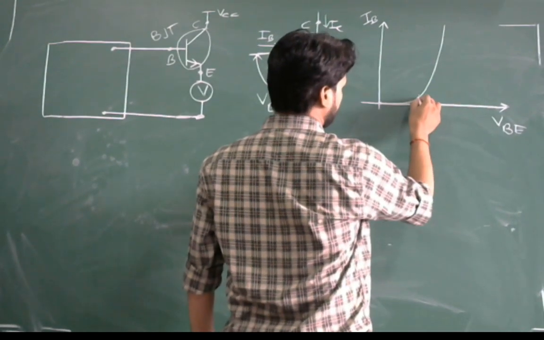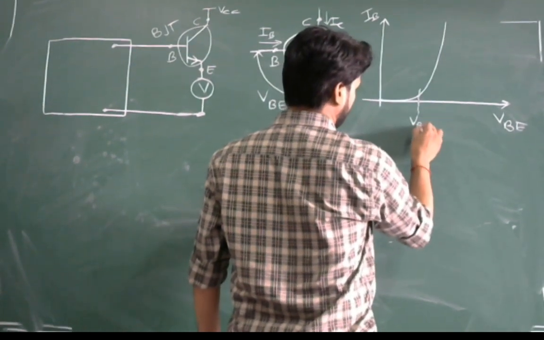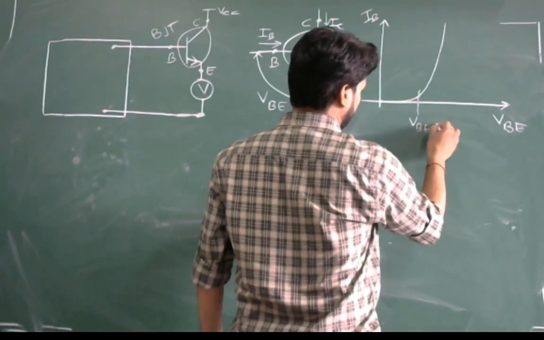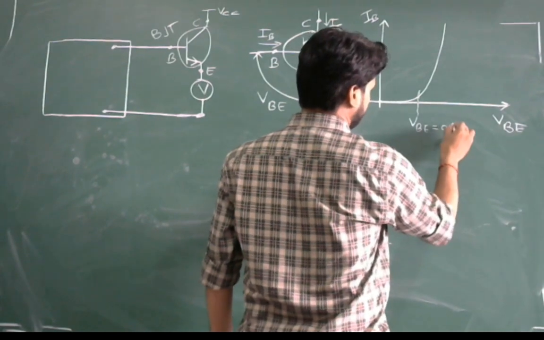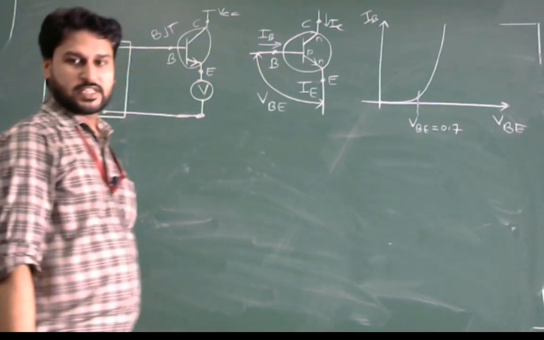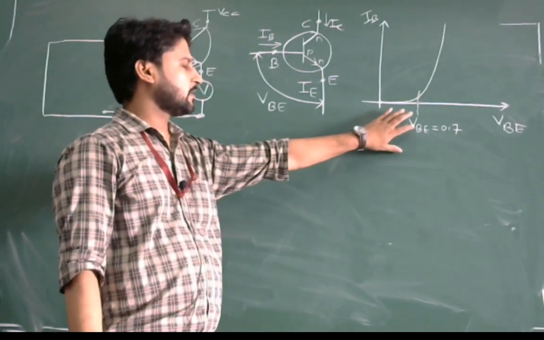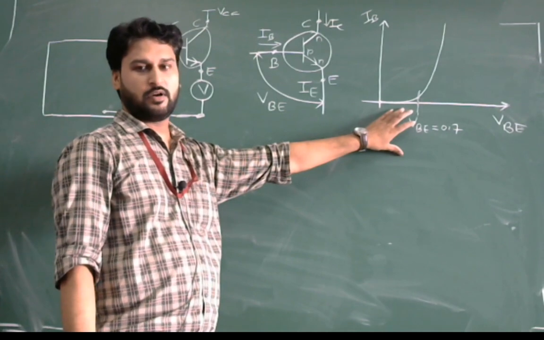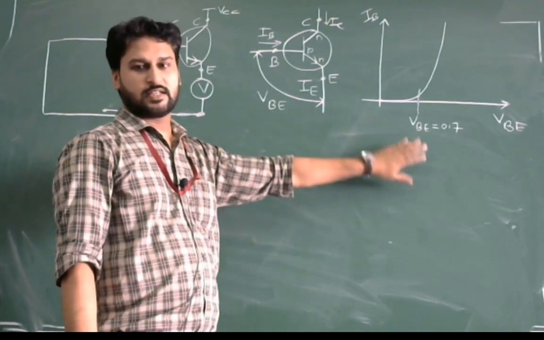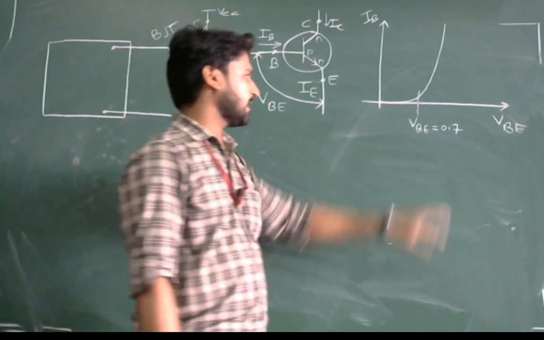This value VBE is equal to 0.7 volt for a silicon material. This is the cutoff voltage of the diode, and this is nearly equal to 0.7 volt in the silicon material.